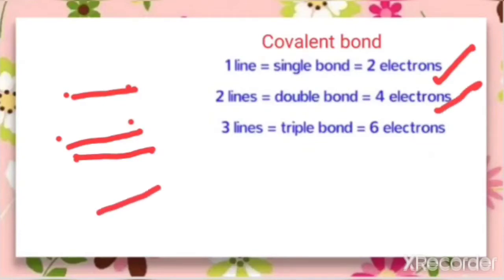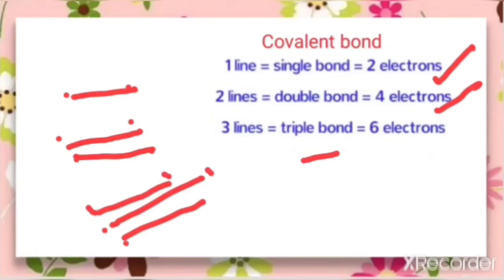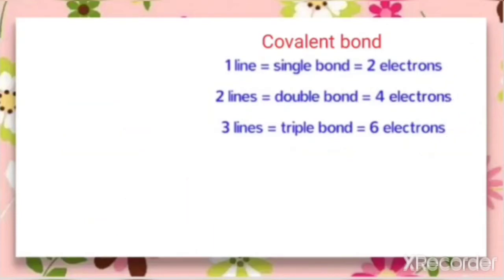When we make a triple line, what does it mean? That is a triple bond. Three lines mean a triple bond. So the number of electrons here is 1, 2, 3, 4, 5, 6, that is, 6 electrons. So the covalent bond can be single, double or triple, and the number of electrons involved in the single bond is 2, for the two lines, that is the double bond, 4, and for a triple bond it is 6. That is the number of electrons for the covalent bond.